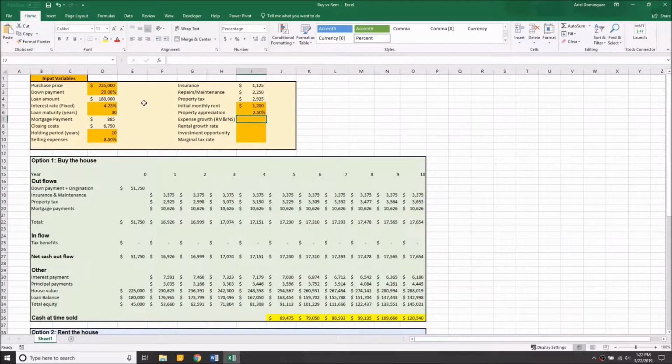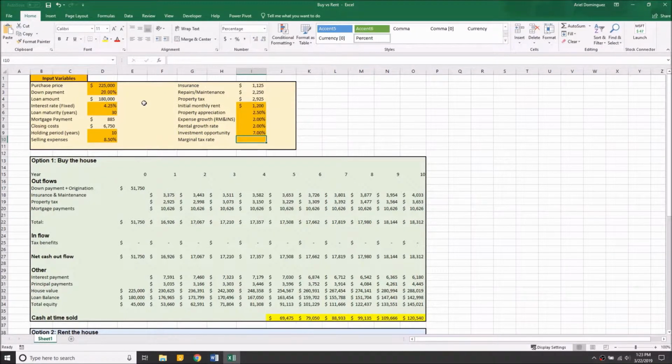Next, the expense growth for repairs and insurance. Let's say those expenses each year go up 2%. And for rental growth rate, this is the rent that the renter pays. So in this case, if you rent the property, you'll pay $1,200. Let's say that rent increases by 2% each year just to match the repairs and maintenance and insurance of the buying scenario. For the investment opportunity, this is the money that the renter would take instead of putting it as a down payment to purchase the home. We'll put it into a different investment at around a 7% return on that money.